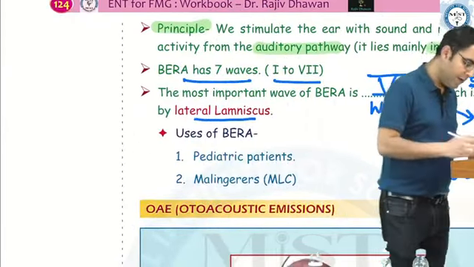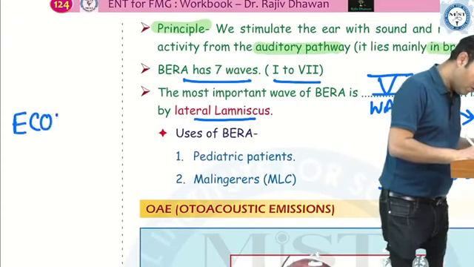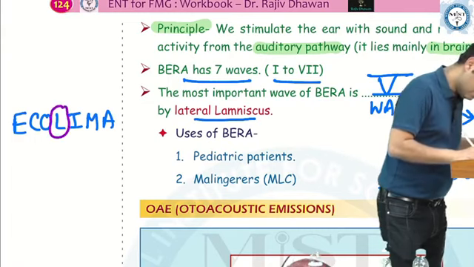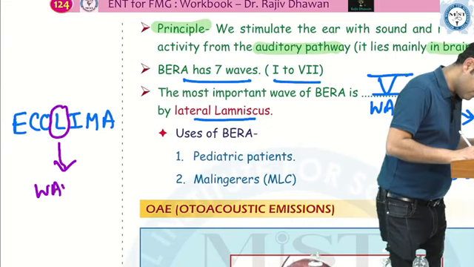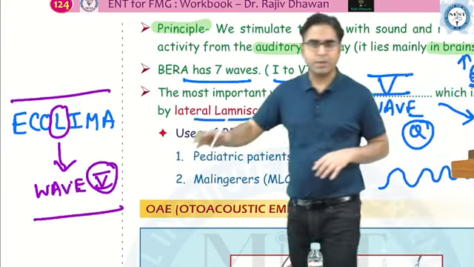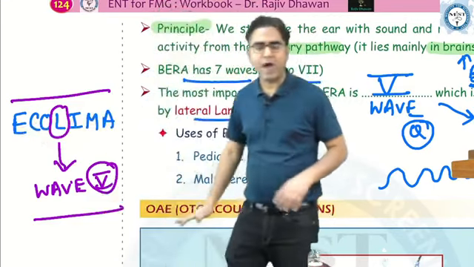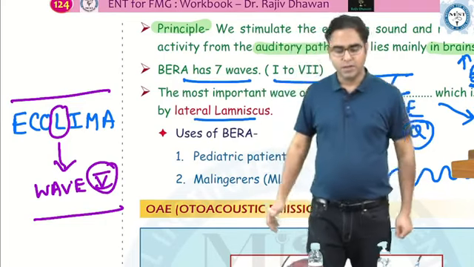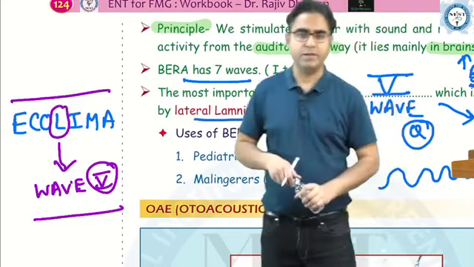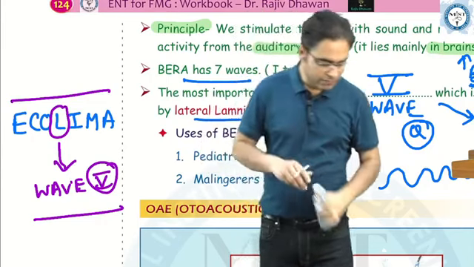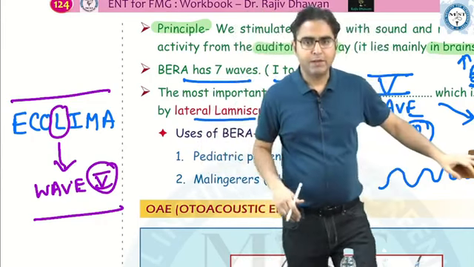I hope you remember right now, beta. Lateral lemniscus. Remember L, beta? L means lateral lemniscus. This gives wave 5. Write it like this, beta, then you will remember. Both questions are covered. What is L? Lateral lemniscus gives which wave? Wave 5. Wave 5 is the most important wave in BERA. Am I clear, beta? Fine.